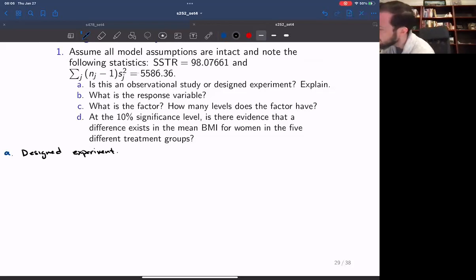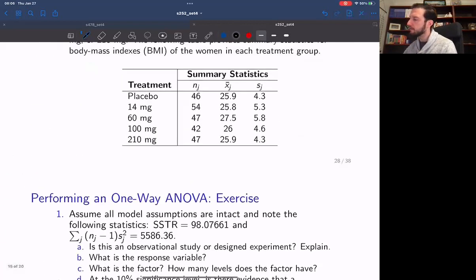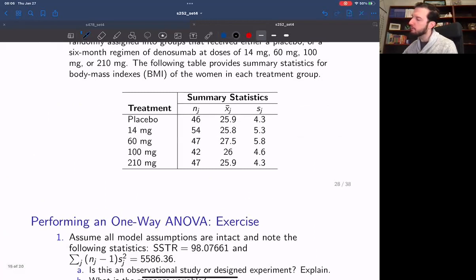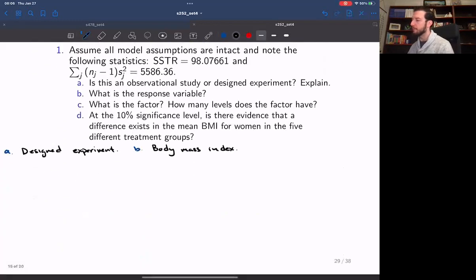All right. Part B, what is the response variable? So this is going to be body mass index. The response variable is what we are measuring and what we are actually directly interested in studying. And in this experiment, we want to assess the body mass index of the women in each of the different treatment groups. So therefore, body mass index becomes the response variable.